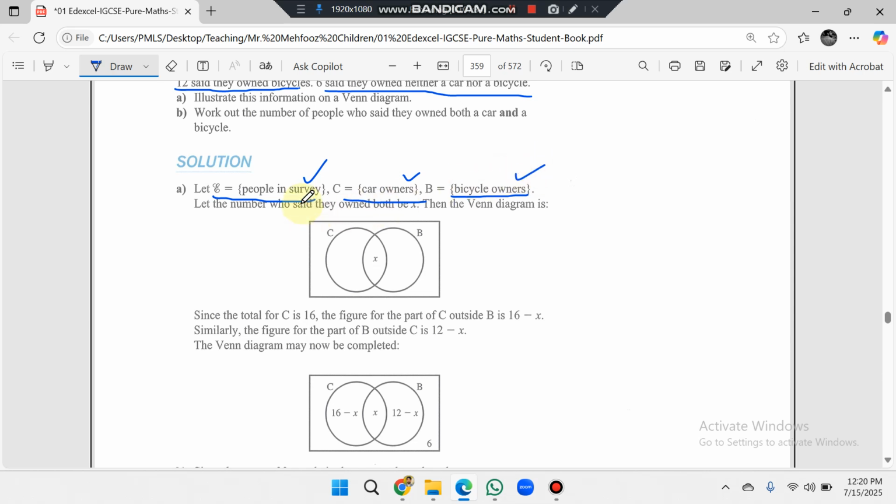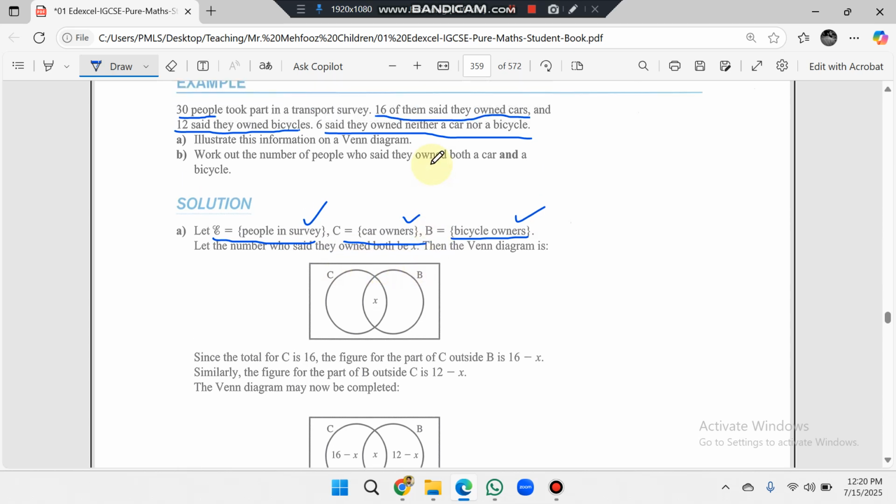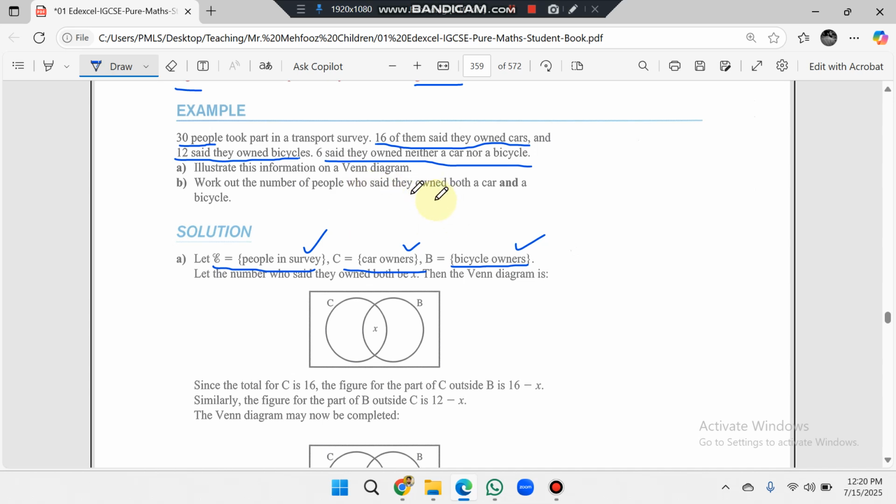Let the number who said they own both be x. So he is asking about the number of people who own cars as well as bicycles. We don't know the number of those people, so we write this number as x. Okay, this is the Venn diagram. From the given data, some number of people own both B and C. So that's why we draw the overlapping of these two sets inside the universal set. Do you understand till now?